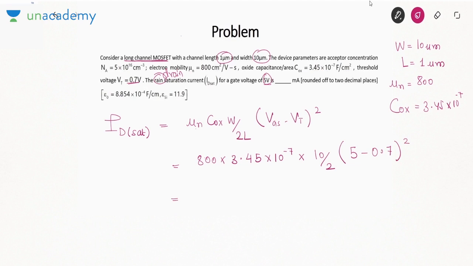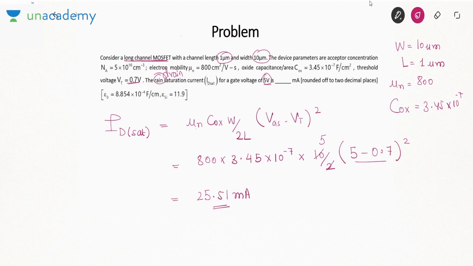For that you have to substitute these values in calculator. So 10 by 2 is 5. 800 into 5 is 4000. 4000 into 3.45 into 10 to the power minus 7. What will be the bracket? Bracket will be 4.3 square. So it will come out to be 25.51 milliampere. Okay. So that is the saturation current of the drain terminal.